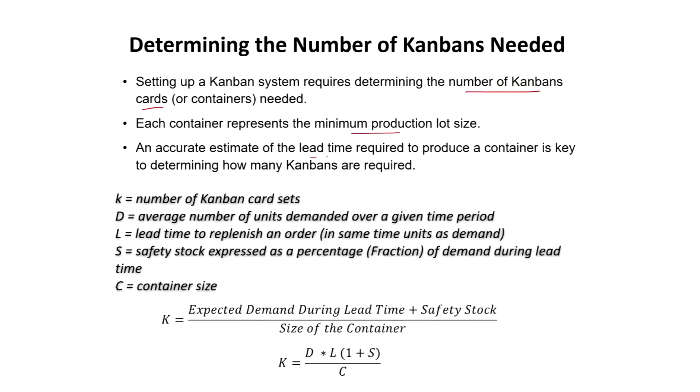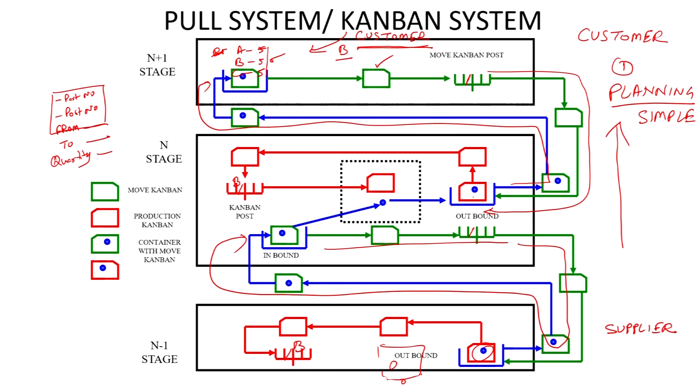Each container represents the minimum production size. So, we said one container, and an accurate estimate of the lead time is required. There is some time gap between when the material is demanded, when we find a card here, the red card, and when the material is replenished. When the card is here, how much time does it take to replenish, when the material is moved from this place to this place, how much time does it take to manufacture and replenish the material here?